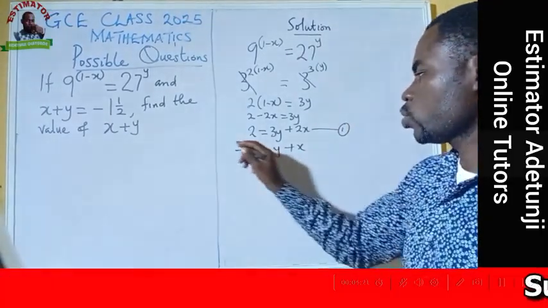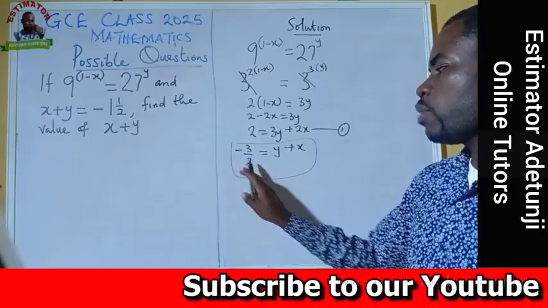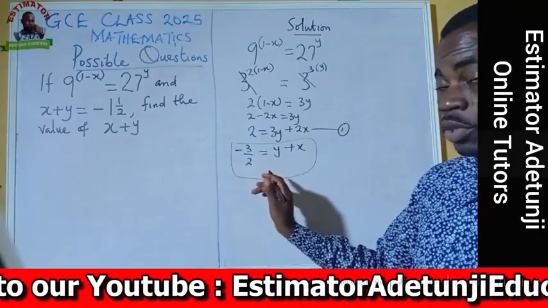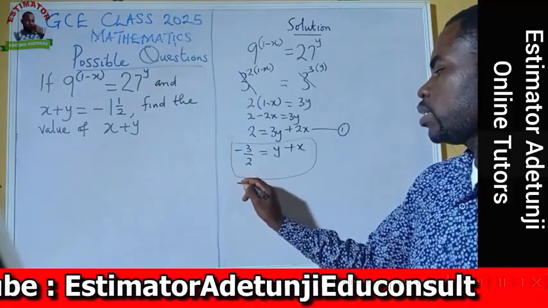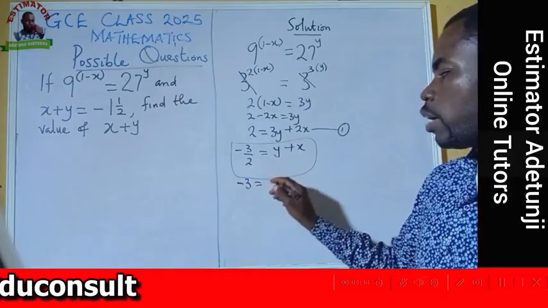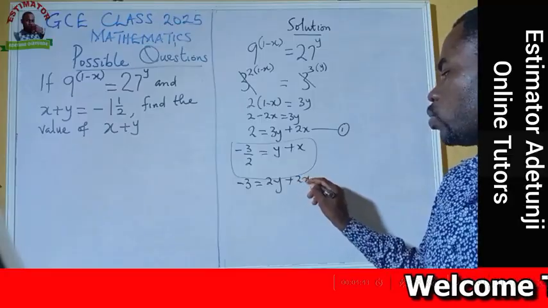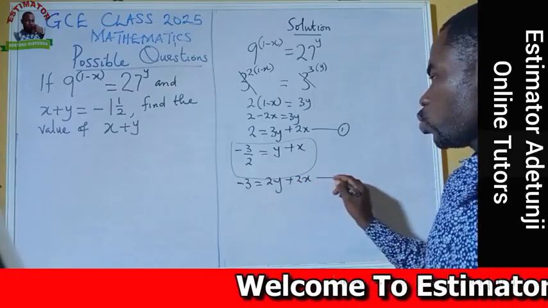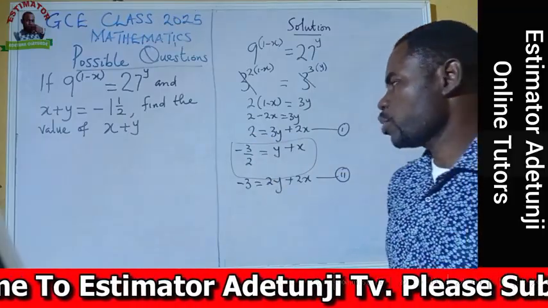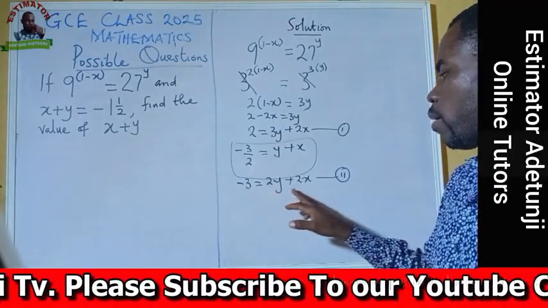I will just pick up my equation 2 here. I will multiply all through by 2, so that I will eliminate this denominator. So multiply all through by 2. That is, this place should be minus 3 equals, remember, 2 has been multiplied to y, we have 2y. Same thing, 2 has been multiplied to x, we have 2x. So now this is equation 2. Our equation 1 is 2 equals 3y plus 2x, and equation 2 is minus 3 equals 2y plus what?